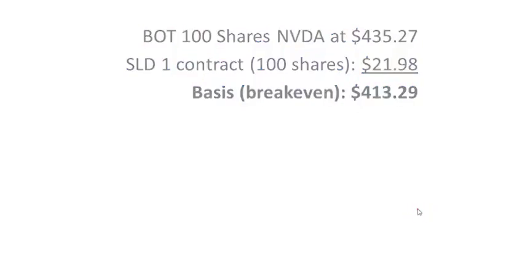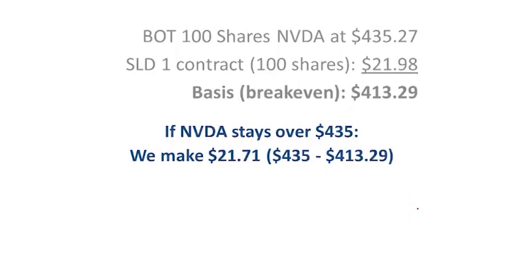That means if the NVIDIA stays over $435, by the strike price, which is 18 days from now, we make $21.71. How did we get that? Well, we took our basis price and subtracted from the price that the stock gets taken away from us at $435. Now, we're probably not going to let it get taken away from us. That's the hint. But don't worry about that yet. We're just going to assume that $435 is the best case scenario, and the stock is at $435. We're going to make $21.71. So $435 minus our basis, which is $413.29. That's the $21.71 we make.